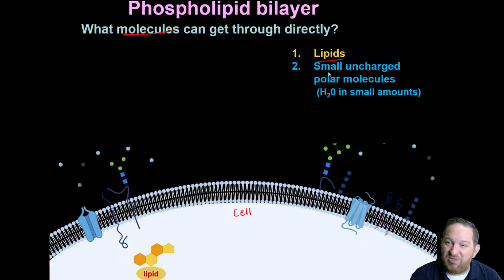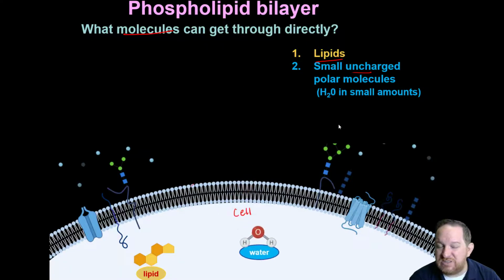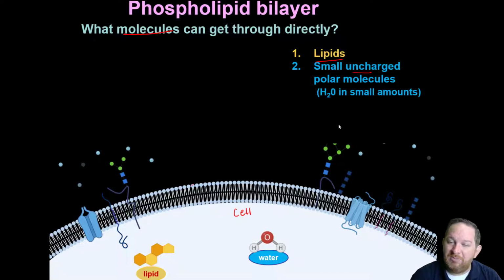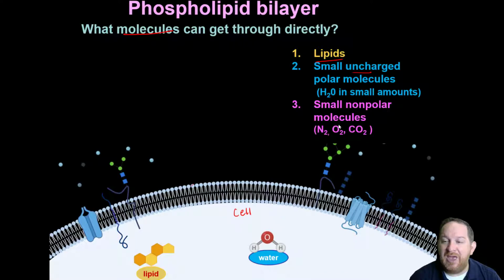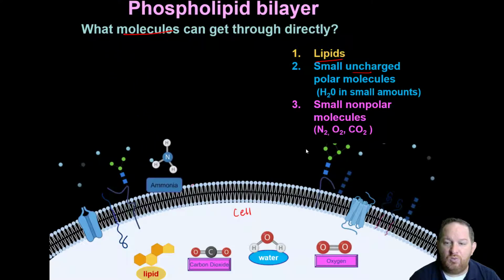Also, small things, small uncharged polar molecules, as you can see here, a little bit of water in small amounts. A lot won't get through, but little bits of water can get through. And then also small non-polar molecules, oxygen, CO2, N2. And so if you take a look, there's some carbon dioxide that can go right across. We'll also see some oxygen, right? That can diffuse right across. And then, what about other things? Ammonia. We said that ammonia, a waste, needs to go out of the cell.